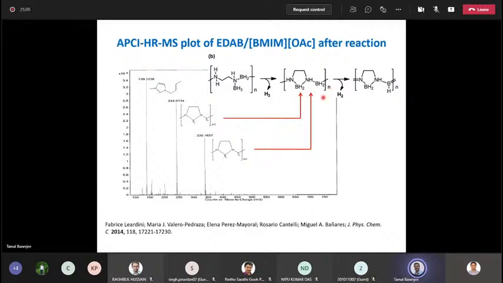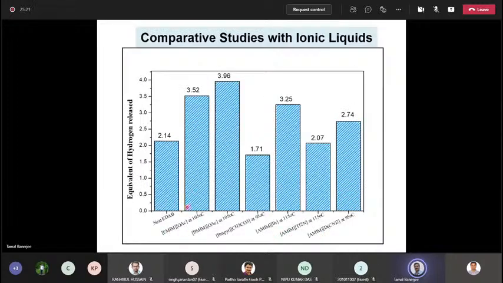If you put n equal to 3, you get a similar result. So that's why we see that it is proposing a particular mechanism, which is something like the one predicted in literature. Like that, we went on and did it with various ionic liquids. This is for the neat EDAB. Neat EDAB means when you only do EDAB in solid state, you just heat, you are only able to get 2.14 equivalent. While if you do it in the presence of a polar medium, that is ionic liquid, you get a much higher equivalent, and 3.96 is pretty high.